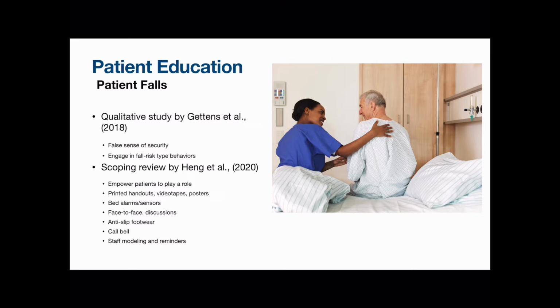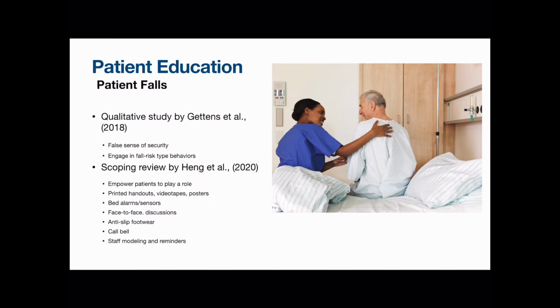And unfortunately, it's not uncommon for them to then use their own judgment despite their actual level of capability, and then they engage in fall risk type behaviors such as not using their call bell before getting out of bed, and then they attempt to ambulate or mobilize without waiting for assistance. And this can obviously be problematic and dangerous for those that are at risk for falling. So patient education is one important strategy to incorporate into care that can help patients be able to self-manage their risk.